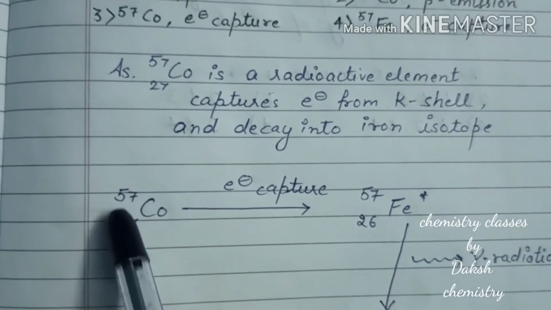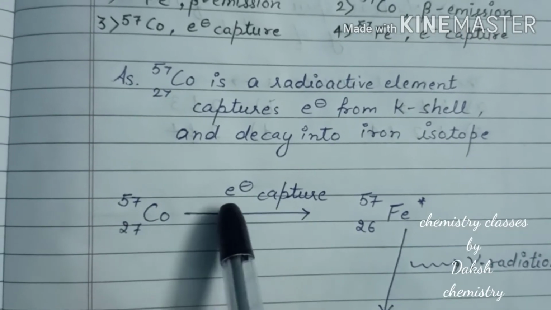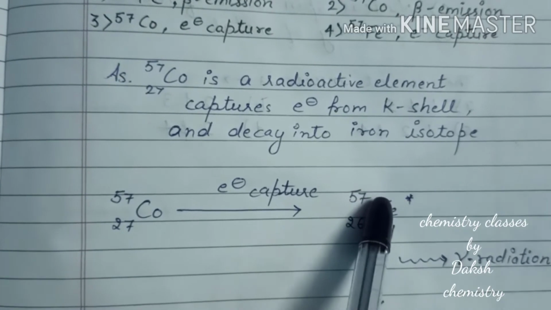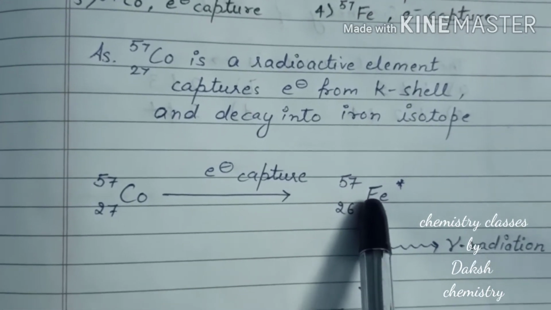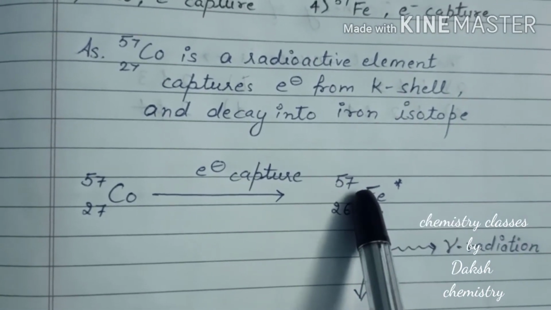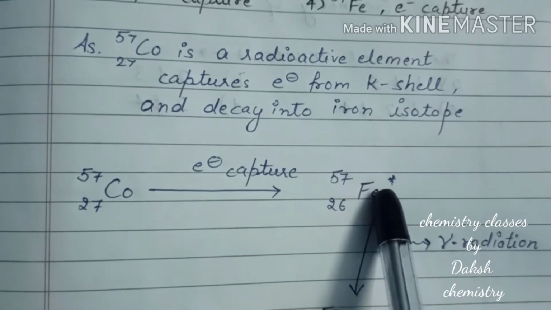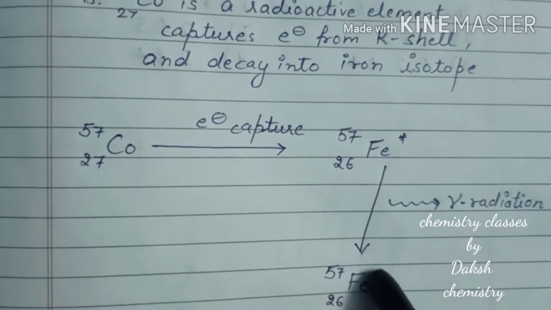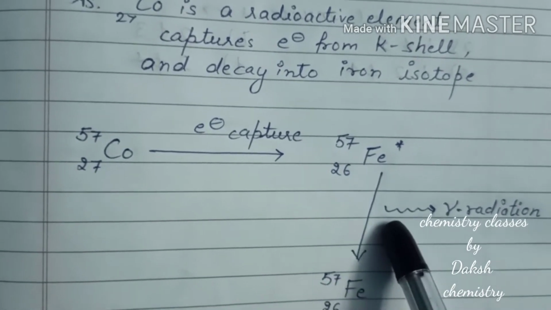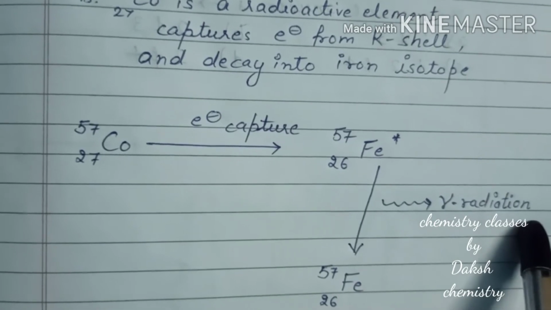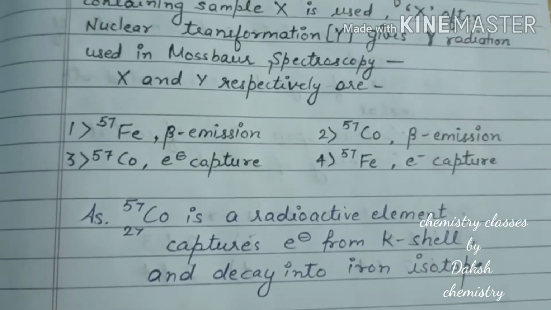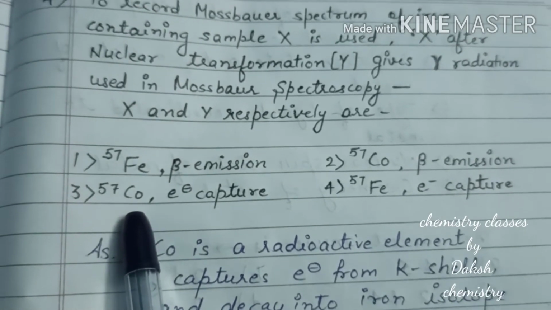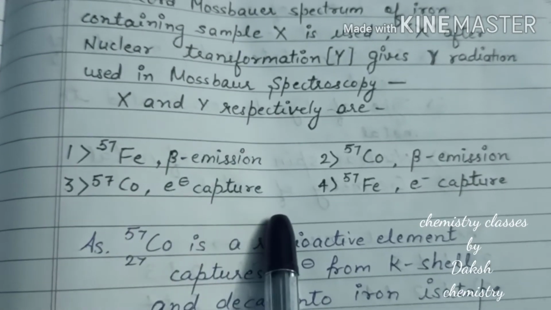So cobalt-57 captures an electron from the K shell and decays into iron-57, which is in an excited state, and this excited iron atom relaxes to its ground state and emits gamma radiation. So our correct option is cobalt-57, which acts as a source and captures an electron.